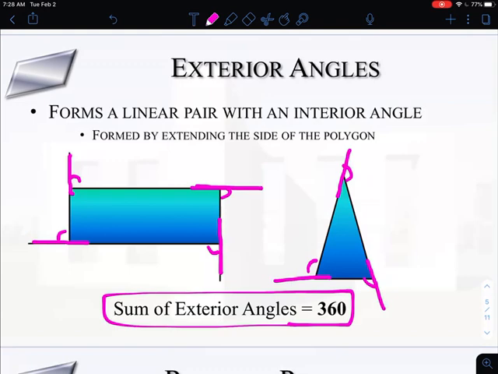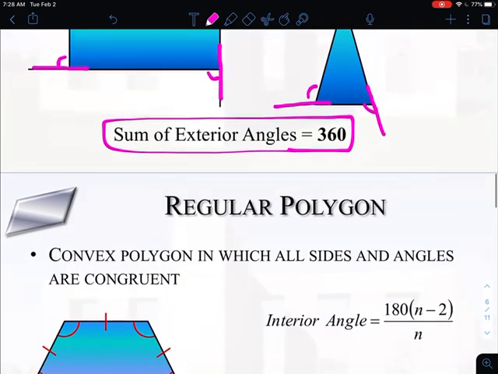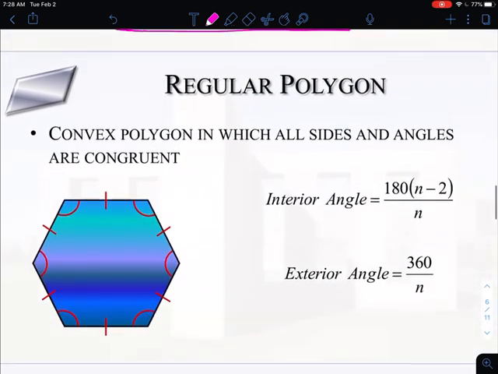So no matter what type of shape it is, the exterior angles will always add to 360. So triangles, exterior adds to 360. Quadrilaterals, exterior angles add up to 360. 20-gons add up to 360. So on the outside, all the angles are always going to add up to 360, and that's another relationship that's going to be pretty important.